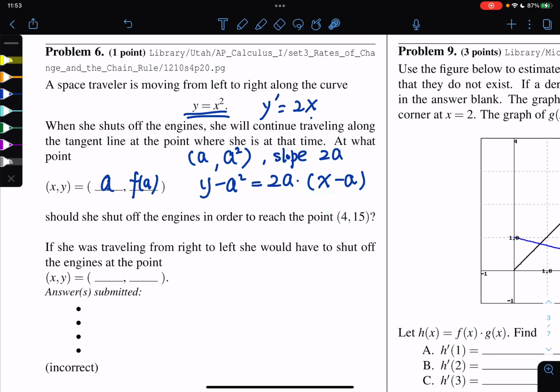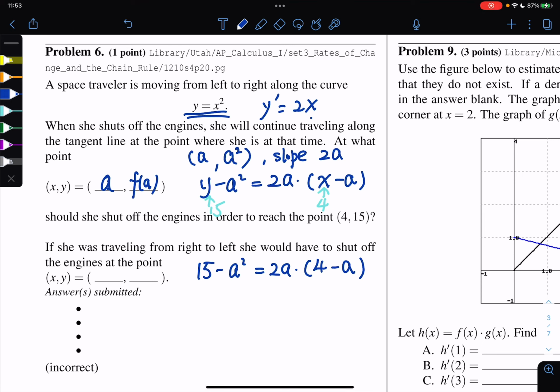The question is, which point would be on this line? It says if you keep moving along the tangent line, you will reach (4, 15). So the point x being 4 and y being 15 is supposed to be on your line, namely 15 minus a squared equals 2a times (x minus a), sorry, not x. We just said 4, so it's (4 minus a). Right? I have my equation of my tangent line.